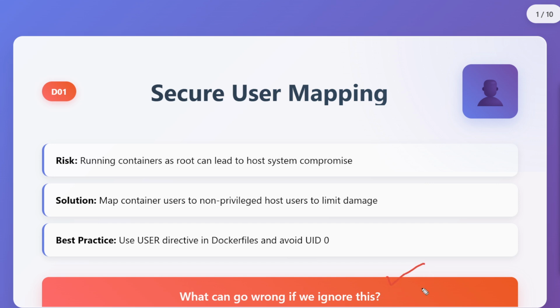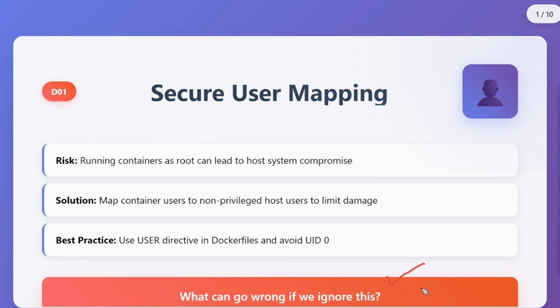Coming to the main important point, what happens if we ignore this vulnerability, this secure user mapping, and run containers as root? There might be a chance of privilege escalation, where attackers can gain root access to the host machine, and they can also get host file access.